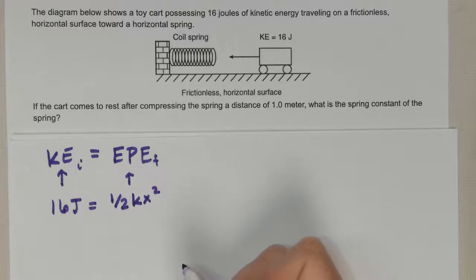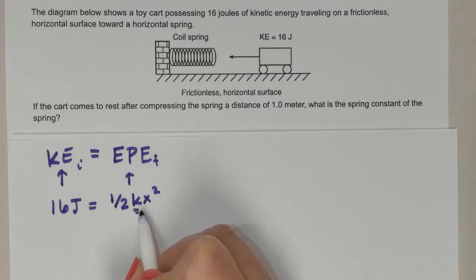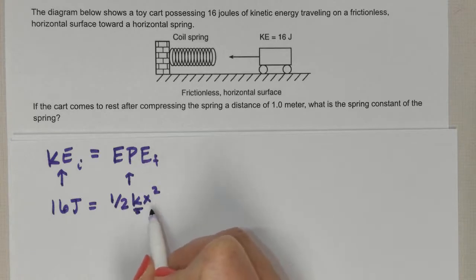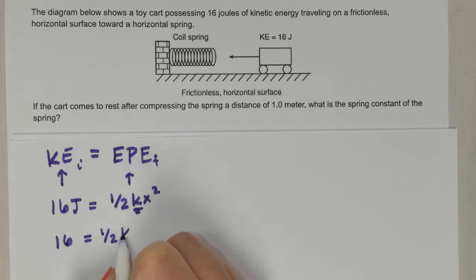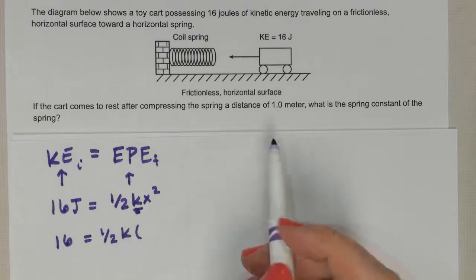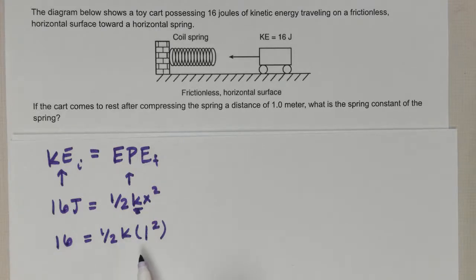In this problem, we're actually solving for the spring constant, so we're going to be looking for k, and we actually know the x, the displacement of the spring. So if we plug in the rest of these values, we have 16 equals 1/2 k times the amount of displacement of the spring, which is 1 meter, 1 squared. And if we solve from here, 1 squared is 1. Half of 1 is a half. And so we end up with 16 equals 1/2 or 0.5 times k.